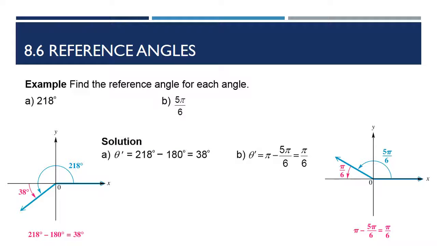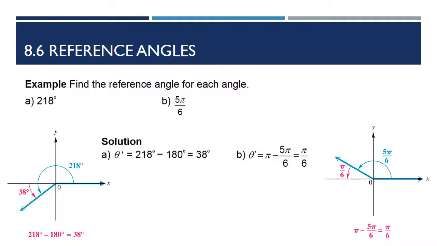It's helpful to do a drawing for these. I like to do that myself. So you have a 218 degree angle. You'll notice that goes past 180. So to find the angle between the terminal side and the x-axis, we're going to do 218 minus 180, and that leaves us with 38 degrees.